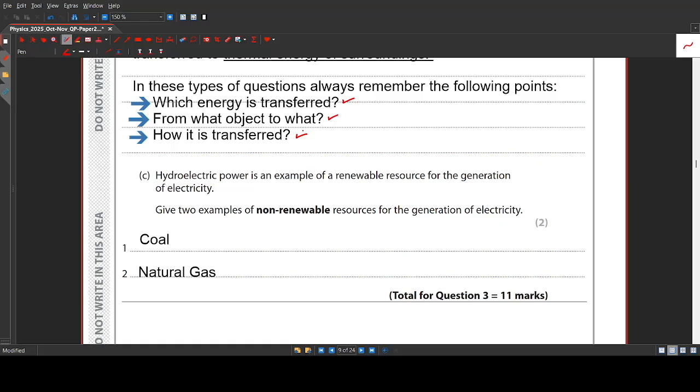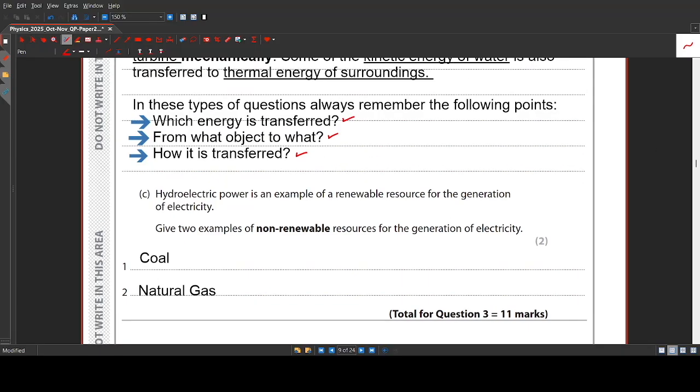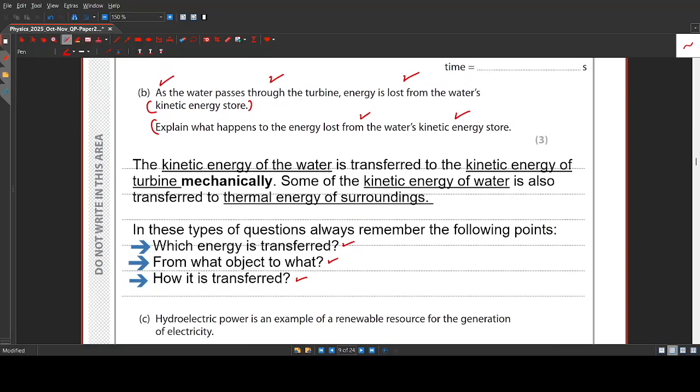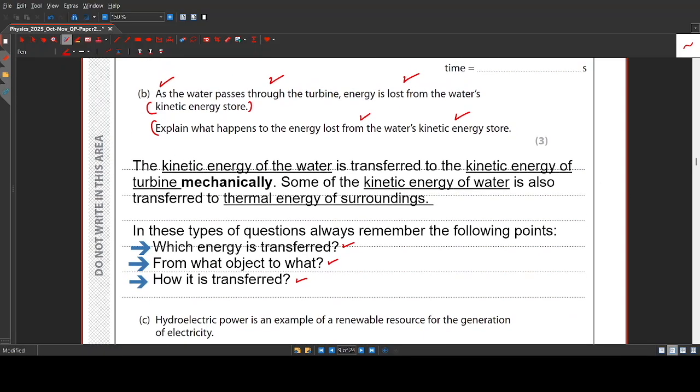If you remember these three key points, and if you structure an answer based on these three key points, you are more likely to score full marks on this type of question. For example, what I've written over here is that the kinetic energy of the water is transferred to the kinetic energy of the turbine mechanically. Look, I have clearly considered the first point, which is which energy is transferred, the kinetic energy, and to the kinetic energy. From what object to what? The kinetic energy of the water to the kinetic energy of the turbine. So I have clearly mentioned which objects are involved in this energy transfer.